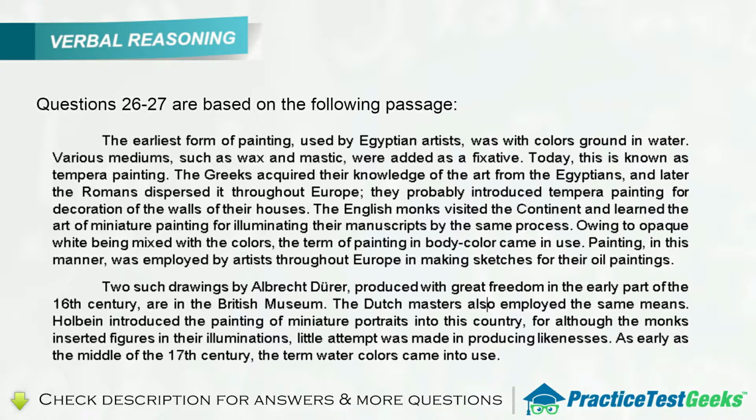Painting, in this manner, was employed by artists throughout Europe in making sketches for their oil paintings. Two such drawings by Albrecht Dürer, produced with great freedom in the early part of the 16th century, are in the British Museum. The Dutch masters also employed the same means. Holbein introduced the painting of miniature portraits into this country, for although the monks inserted figures in their illuminations, little attempt was made in producing likenesses. As early as the middle of the 17th century, the term watercolors came into use.